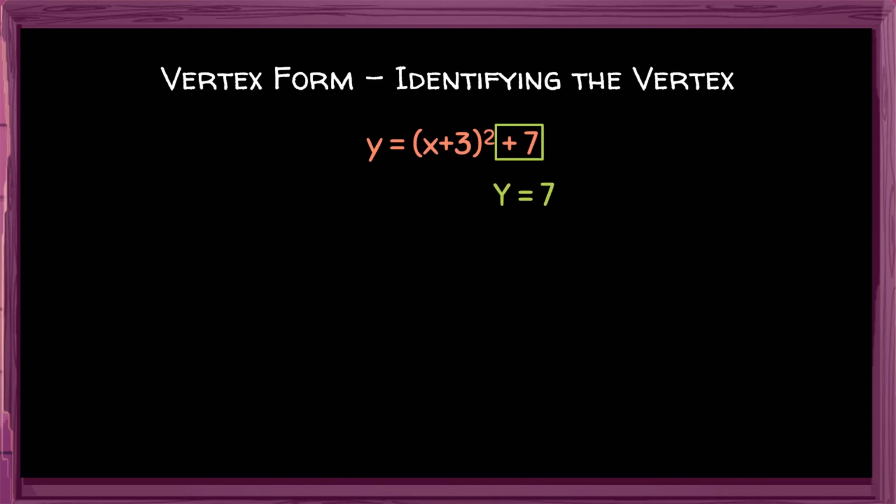Good. And the x-coordinate will be whatever number we could plug in for x that would give us an answer of 0 inside the parentheses. The parentheses says x plus 3, so we will obviously need to make x minus 3. Or as you math geniuses say, -3.